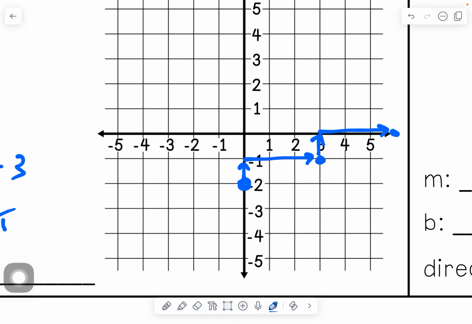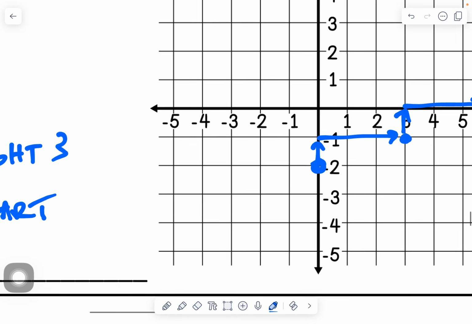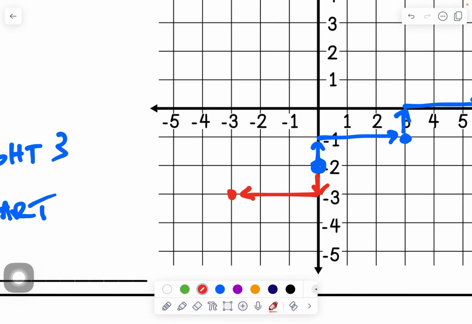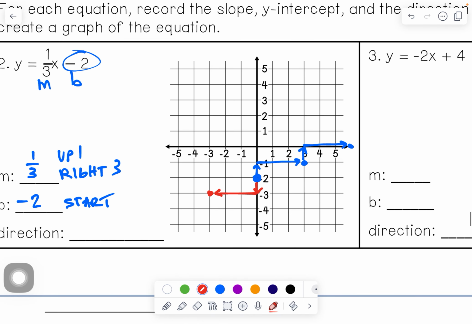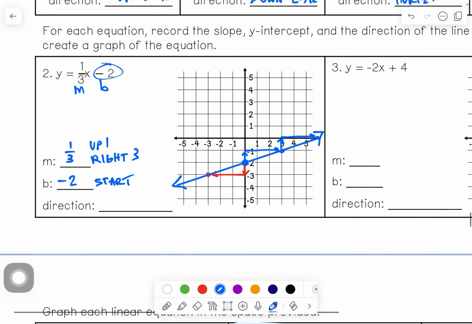Keep in mind, if I can't do the slope one direction, I could also do it the other direction. So I reversed both of my directions here. So instead of up 1, I can go down 1, right? Instead of right 3, I would go left 3. So that's also a possibility, okay? And then I want to put my ruler down and draw my line. Also, don't forget, I didn't mention this earlier, we want to make sure we put arrows on the ends of that line because the line goes on forever in both directions.